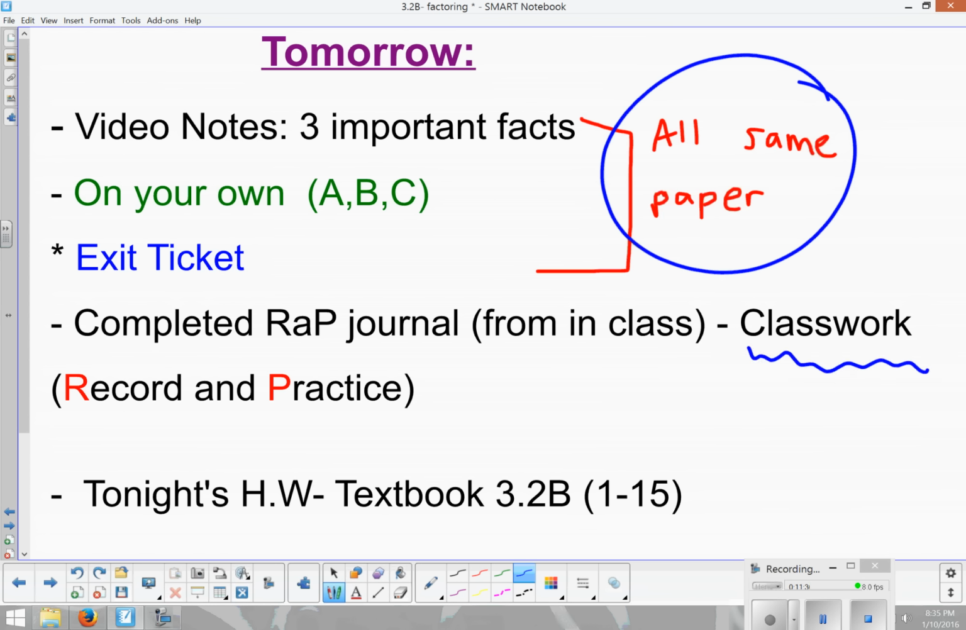All right, the only thing you need to do for tonight is complete page 3.2b, 1 through 15. It's called Homework Textbook, and this can be found in your Google Classroom. Okay, so that's the only thing that you need to do today. There's no videos to watch.